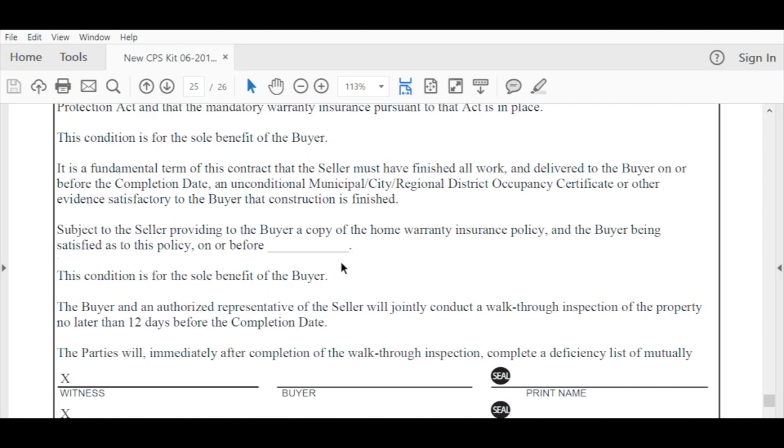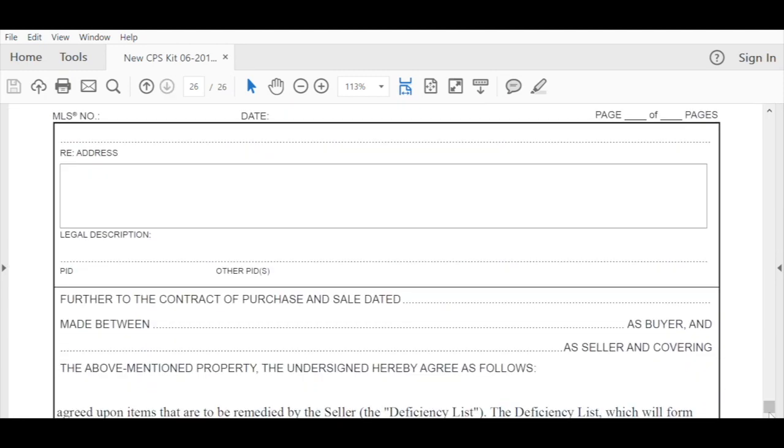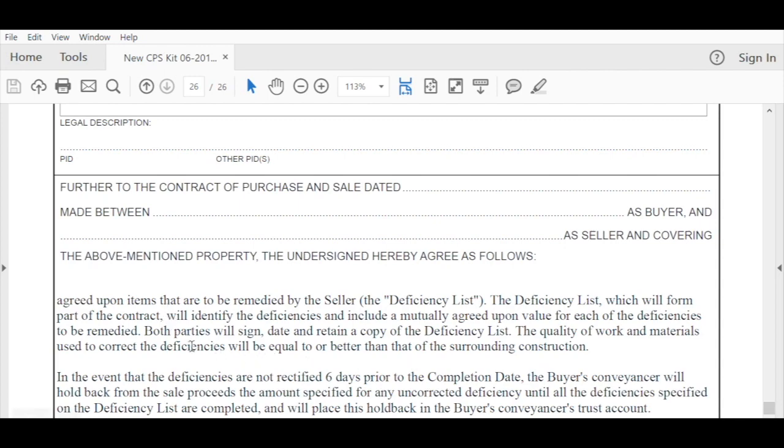The buyer and an authorized representative of the seller will jointly conduct a walkthrough inspection of the property no later than 12 days before the completion date. The parties will immediately after completion of the walkthrough inspection complete a deficiency list of items mutually agreed upon to be remediated by the seller. The deficiency list, which will form part of the contract, will identify the deficiency and include a mutually agreed upon value of each deficiency to be remediated. Both parties will sign, date, and retain a copy of the deficiency list.